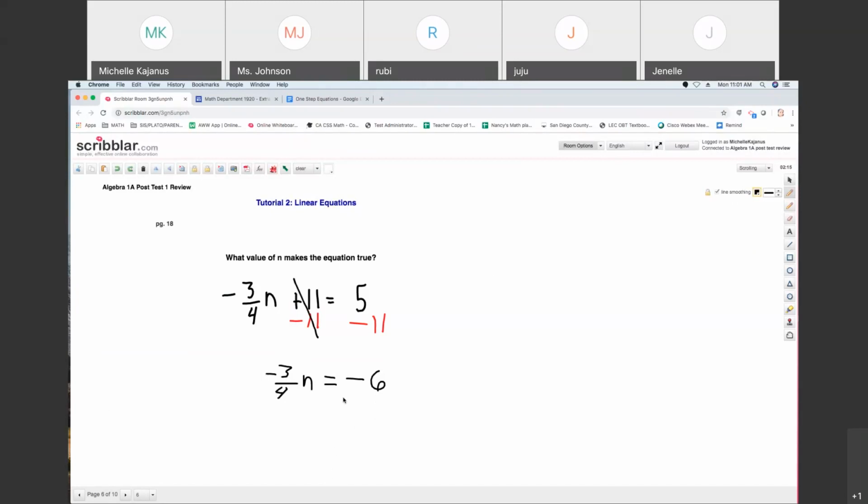N is almost by itself. Now I have to get rid of this fraction. To get rid of this fraction, you multiply by the reciprocal. That means on this side, I'm going to multiply by negative 4 over 3. And whatever I do to one side of the equal sign, I have to do it to the other.